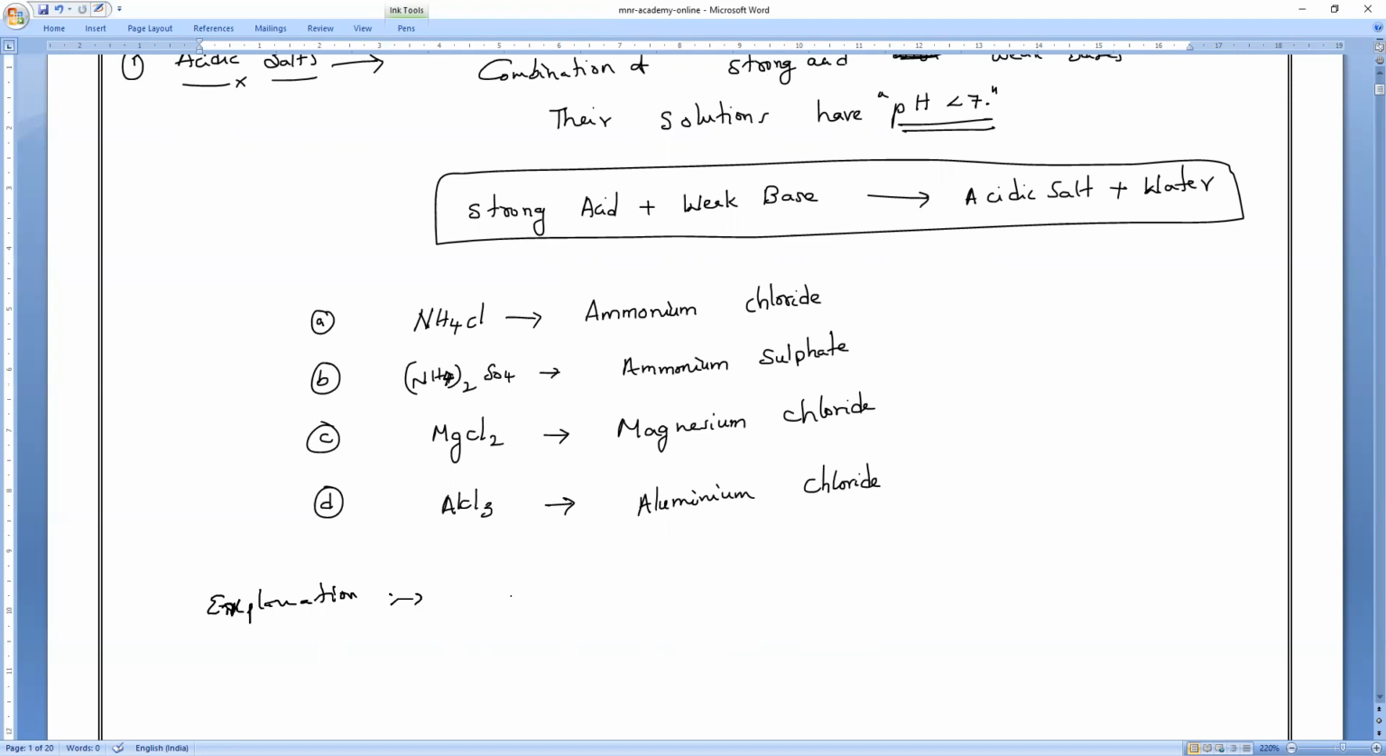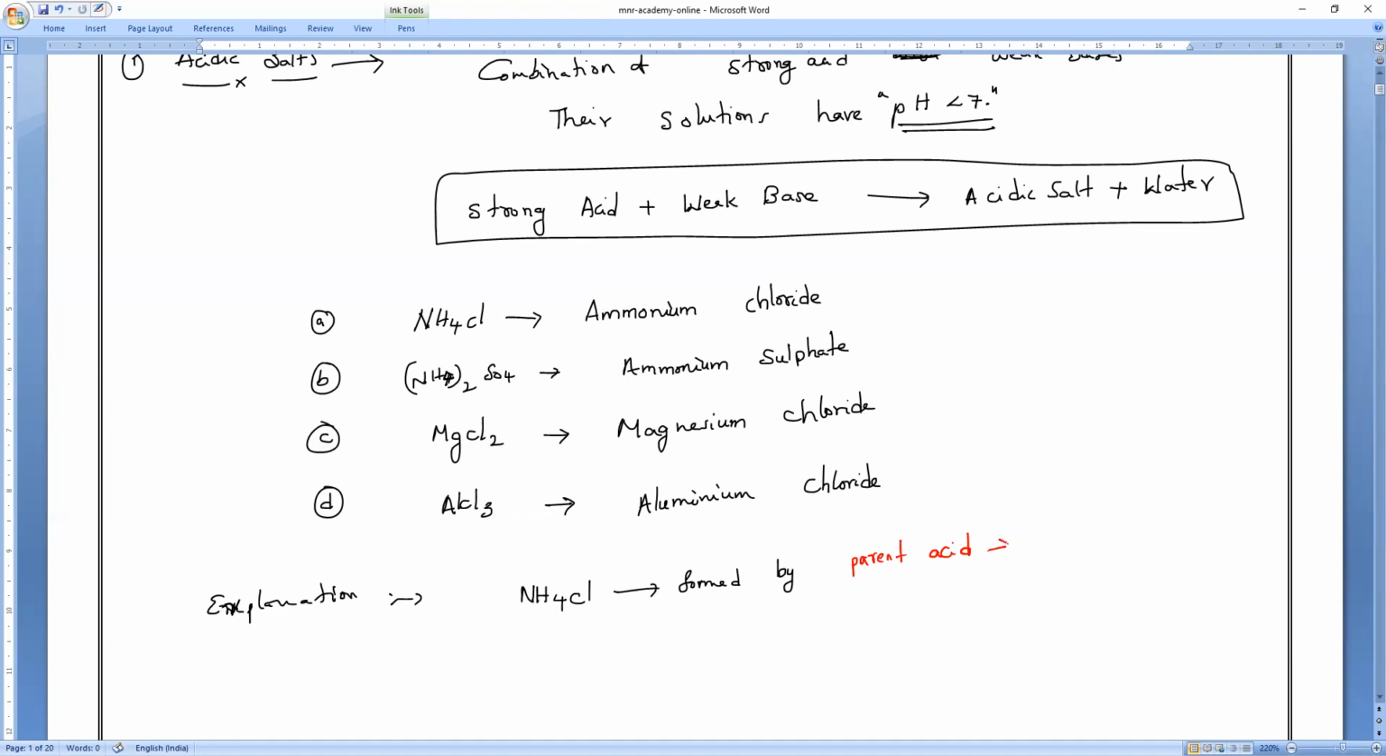If you take this acidic salt, ammonium chloride, what is the formula of ammonium chloride? Everyone should know by this time. As soon as you learn the formula, you have to remember that. Ammonium chloride is formed by a strong acid. By seeing the formula, can you guess the parent acid and parent base? Anyone? Formed by a parent acid. What is the parent acid? Anyone? Hydrochloric acid.